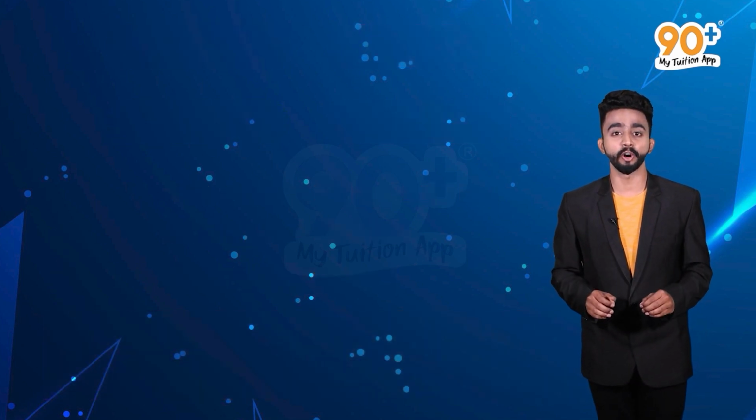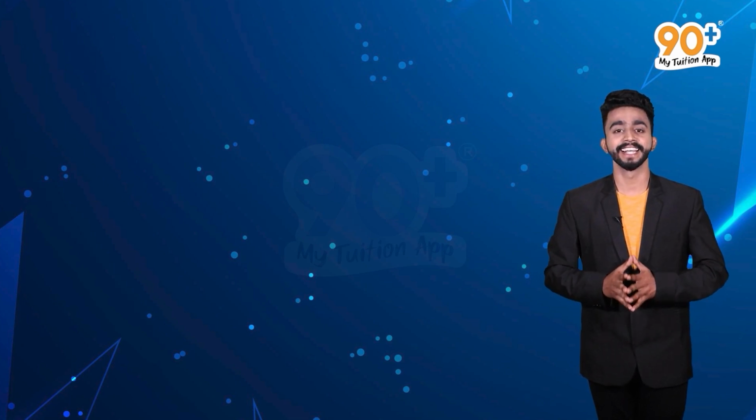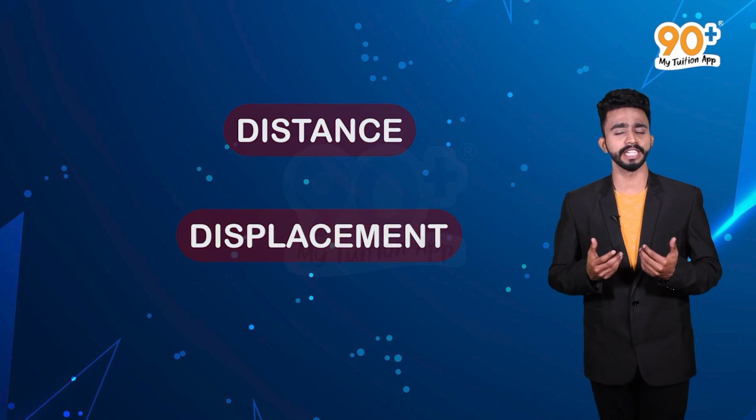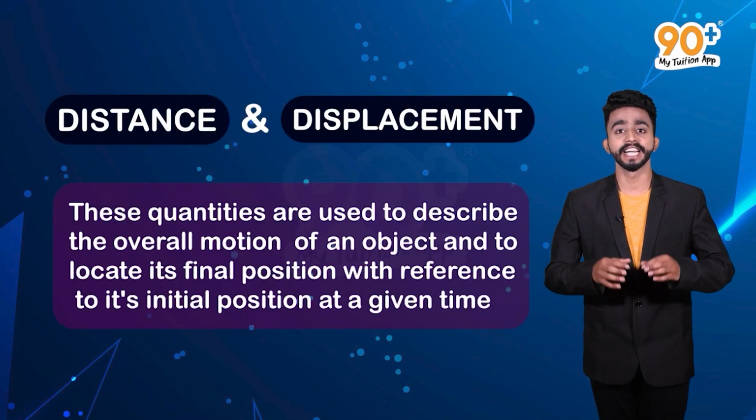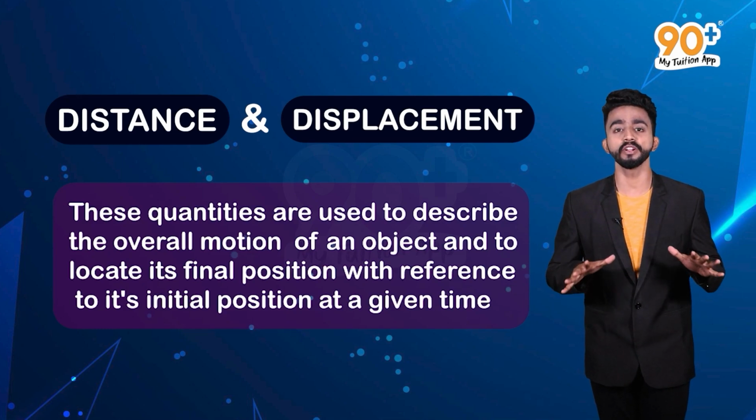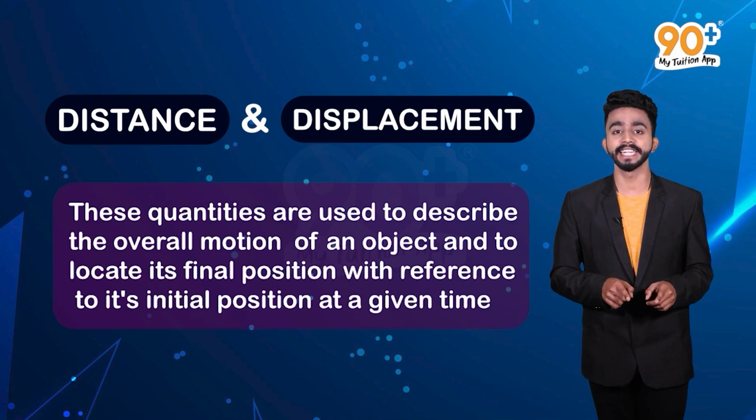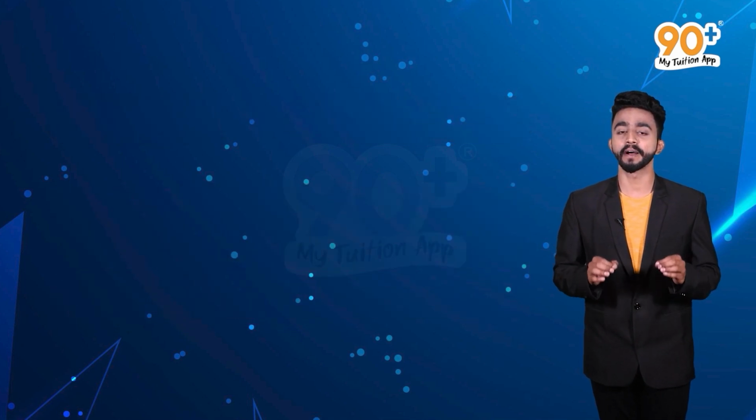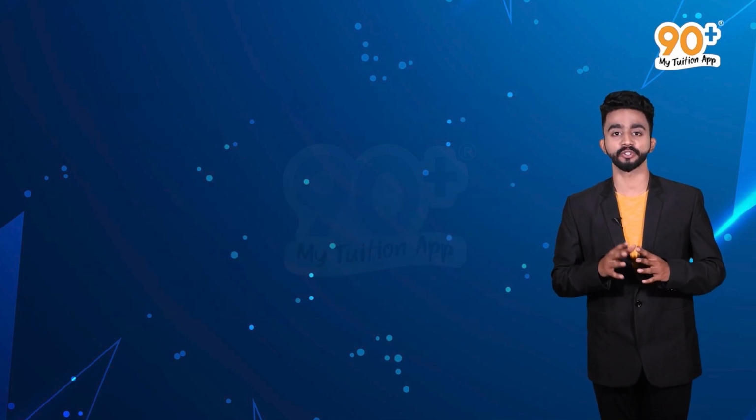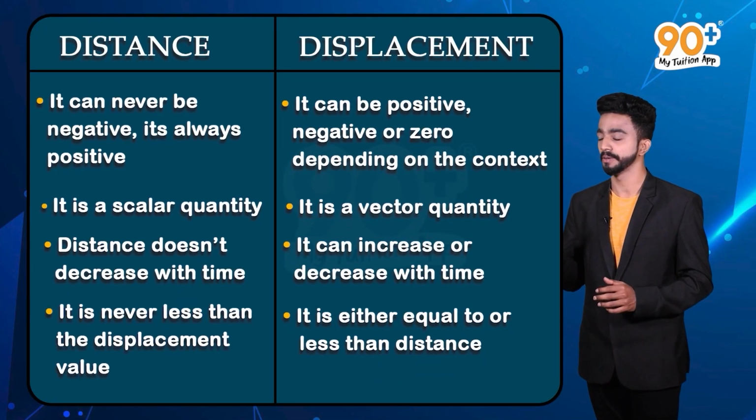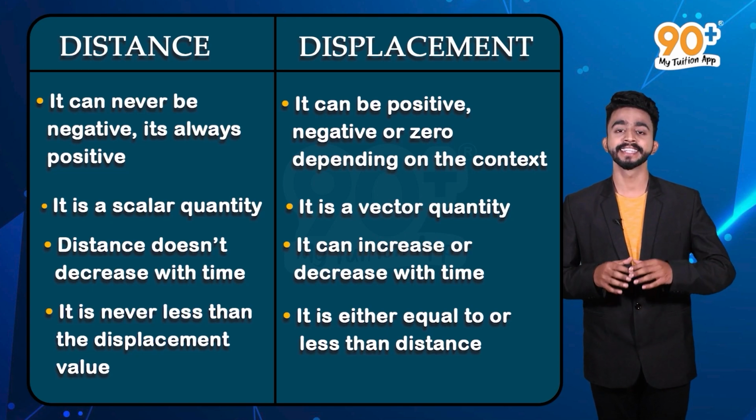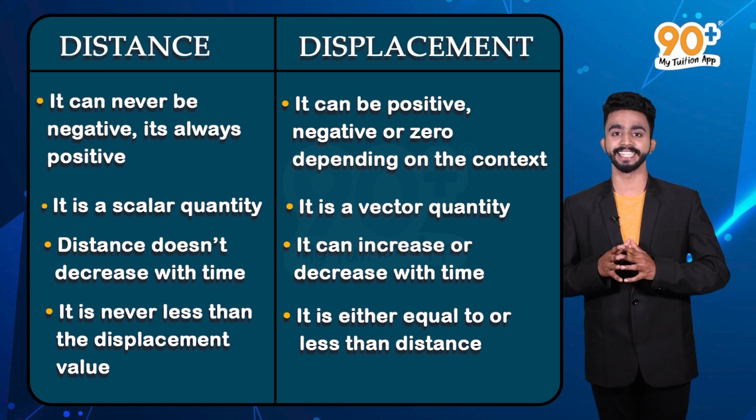Thus, we learned about two different physical quantities, that is, the distance and the displacement. What is the significance of these quantities? These quantities are used to describe the overall motion of an object and to locate its final position with reference to its initial position at a given time. Now, let us check the comparison of these two physical quantities using the table shown here. Here in the table, we can see different points regarding the difference between the distance and the displacement.